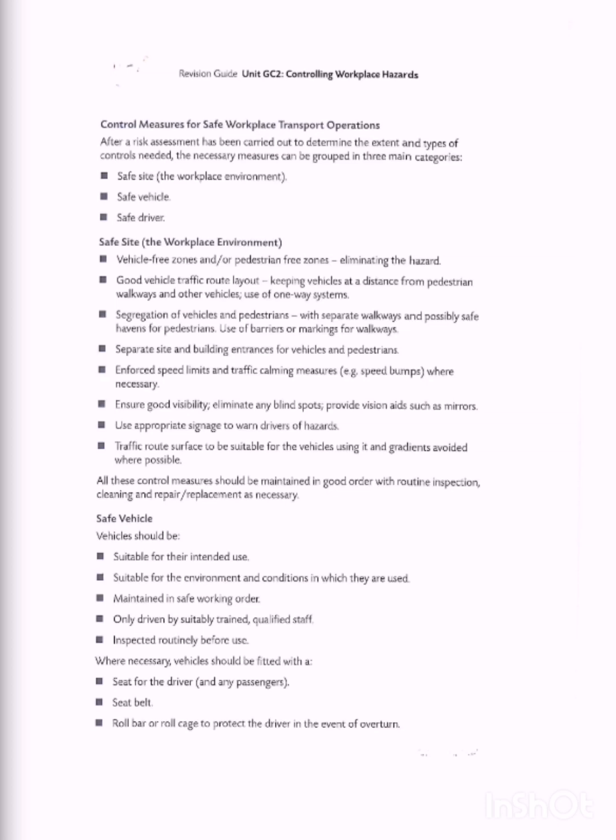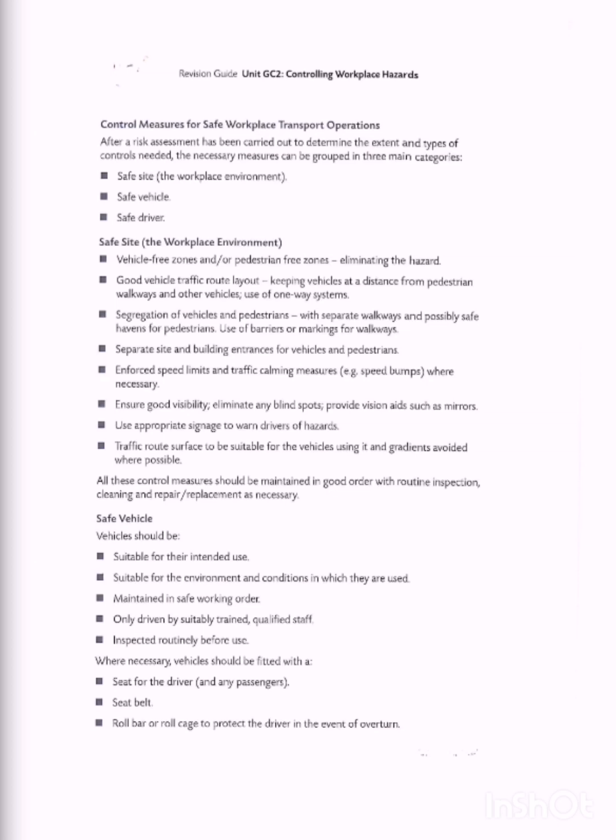Then we're talking about 3, segregation of vehicles and pedestrians with separate walkways, possible safe havens for pedestrians, use of barriers or markings for a walkway. So this simply means that the company, or the government, needs to segregate where people should use the walkway and where vehicles should go. That is the main context of this, to protect people's lives, to protect the driver's life, to protect the pedestrian, which is the people's life. It's safety, it's all about safety.